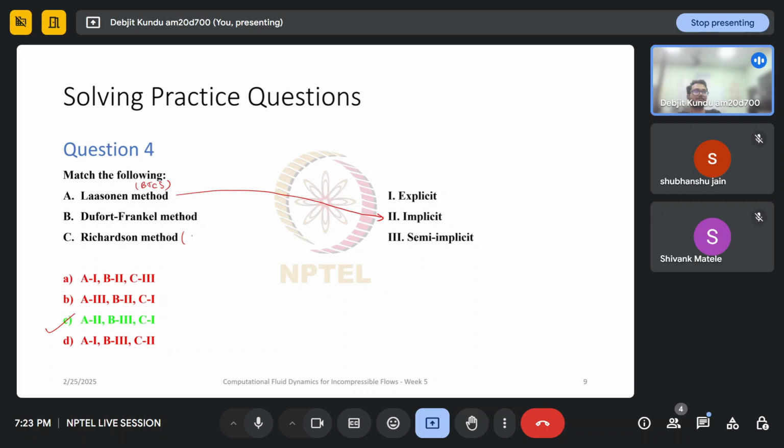So Richardson method first. So this is basically a CTCS method, and that gives us an explicit formulation. So C1. Now, the problem is that this is unconditionally unstable. It never gives you correct solutions. So which is why Dufort-Frankel method got introduced, which is modified CTCS. So it takes the Richardson method and modifies it a little bit. So now this becomes a semi-implicit method. So that gives us A2, B3, and C1.